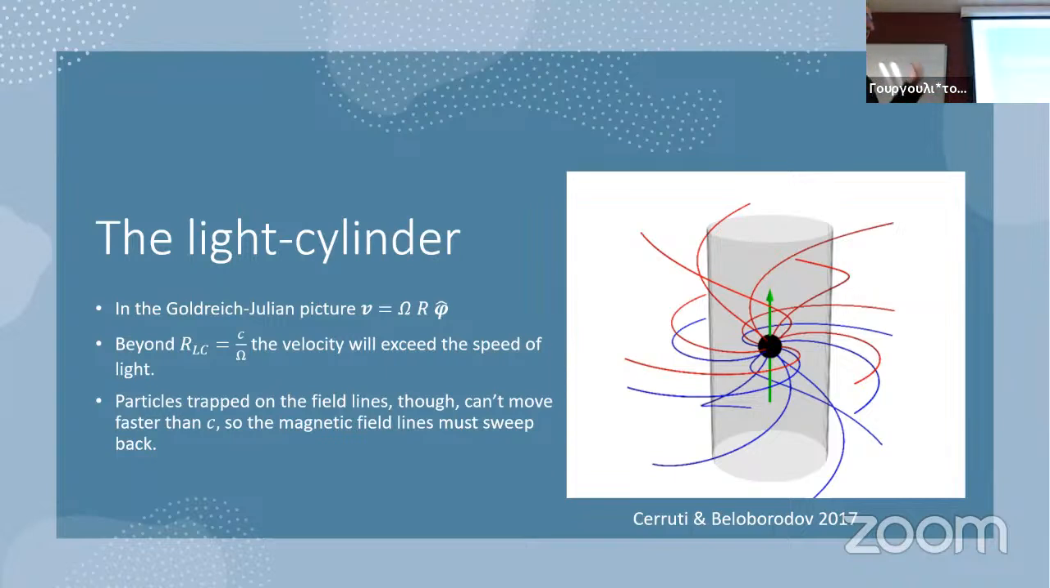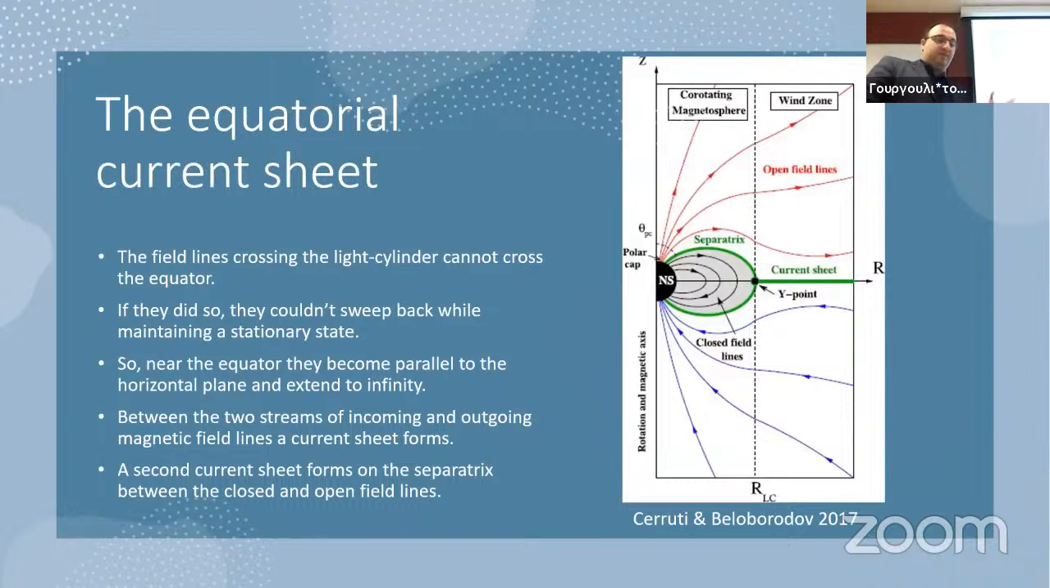So because of this, all the field lines that are crossing the light cylinder will have to sweep back. So essentially, a particle on the surface, if you do the mathematics, it's not very complicated, will have a speed that is lower than the speed of light. So there will be a component parallel to the magnetic field line that will be annulling this co-rotation velocity. So this means that the field lines that are crossing the light cylinder will not be allowed also to cross the equator. So this is the equator beyond the light cylinder.